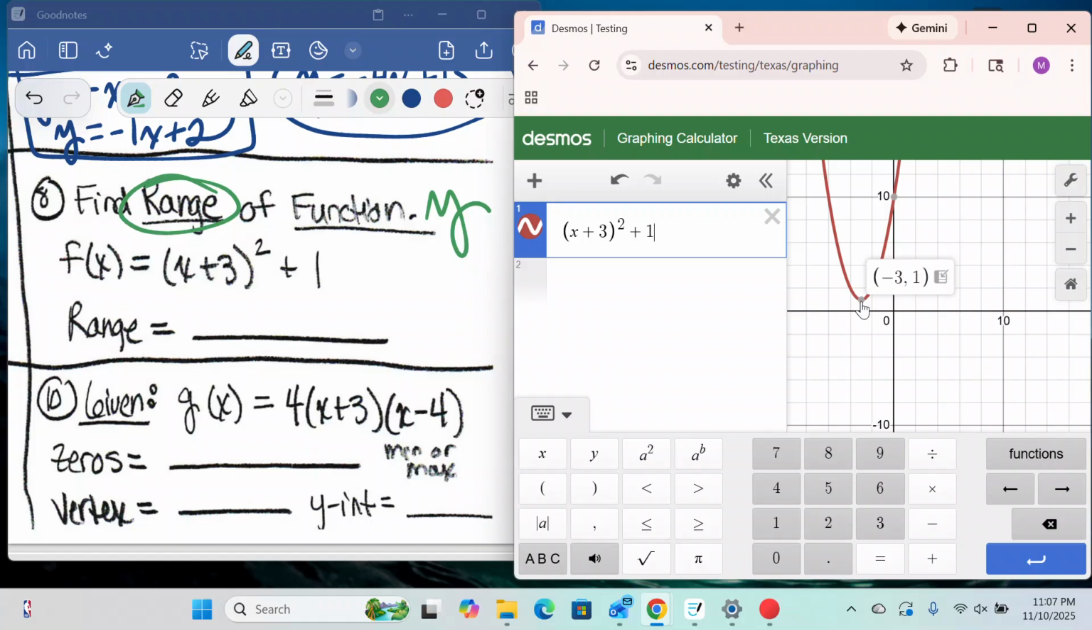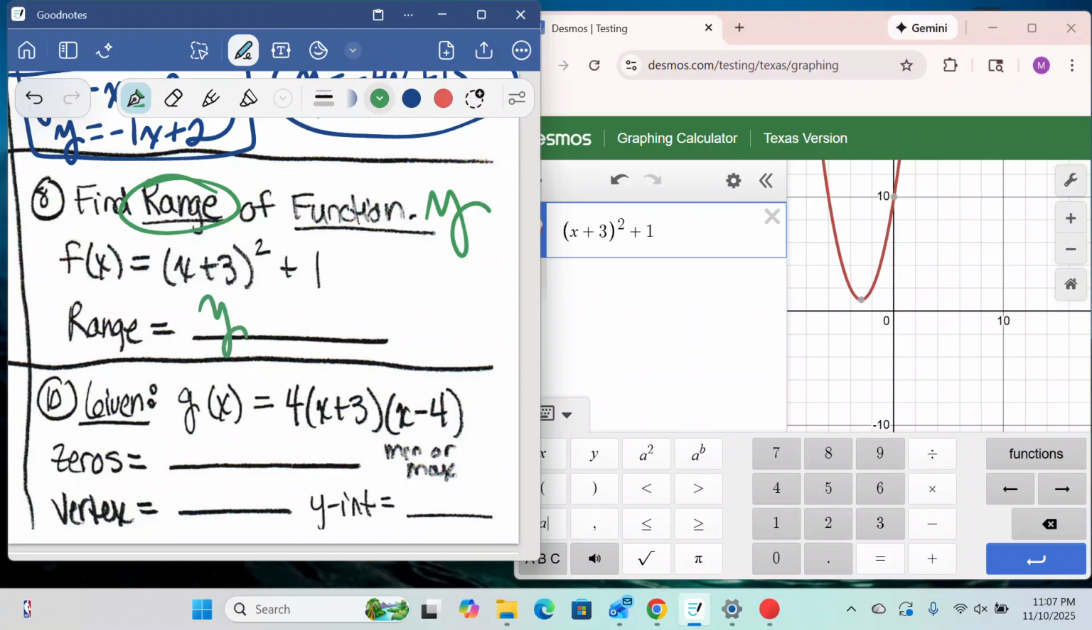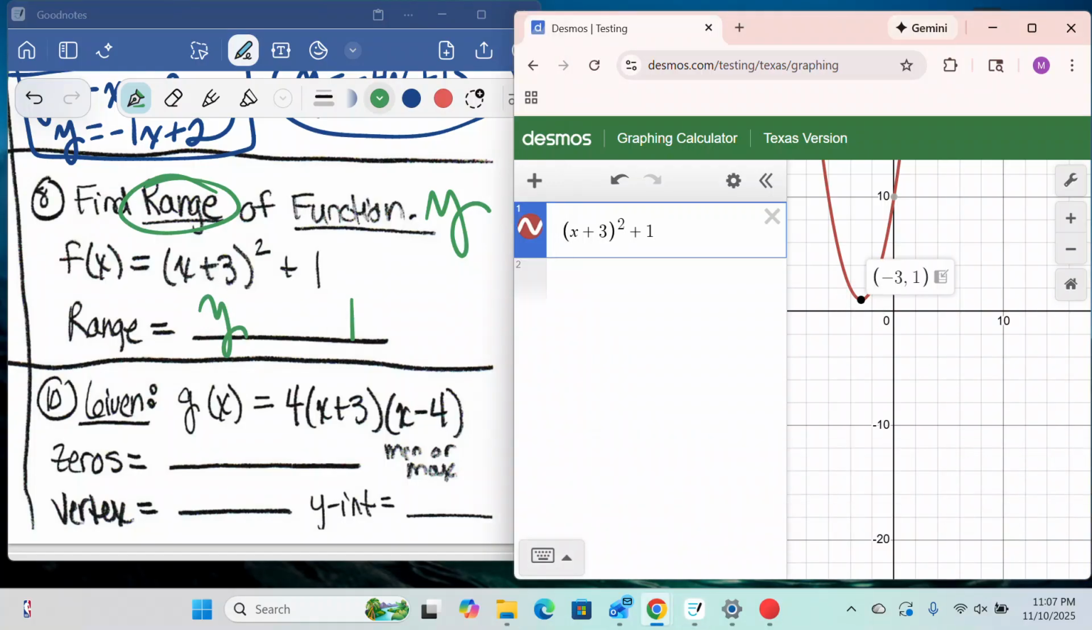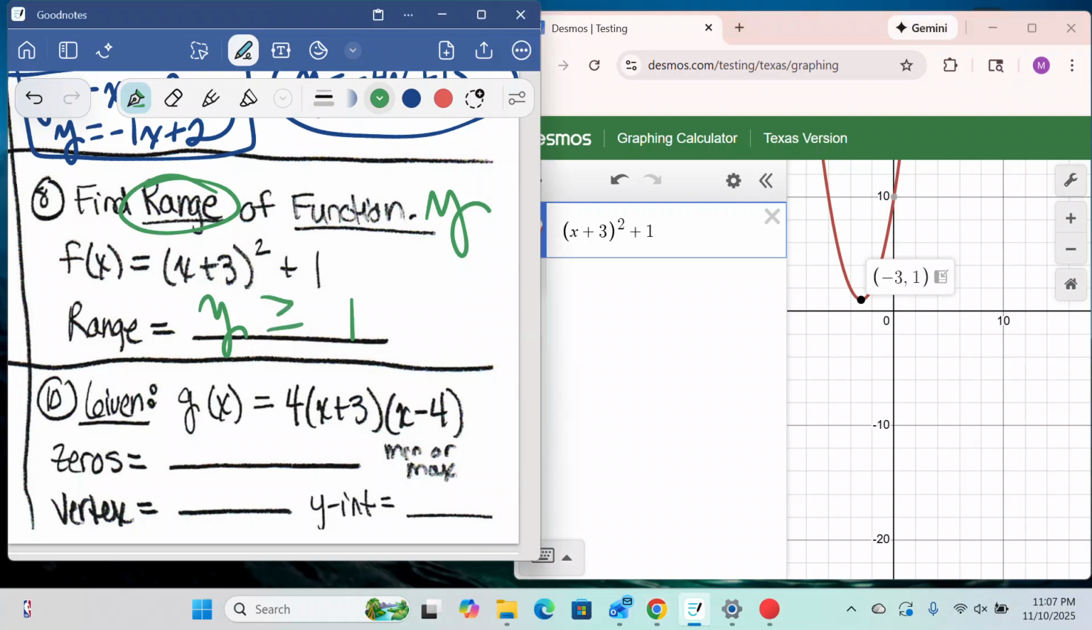So again, my y value is 1, so it's going to be y is either less than or greater than 1, because again, my y value can be everything bigger than 1. So is it going to be y is less than or equal to 1, or y is greater than or equal to 1? Well, all our y values are going to be greater than or equal to 1. So that is how you find the range. So this is the answer, y is greater than or equal to 1. So that's how we do the range.